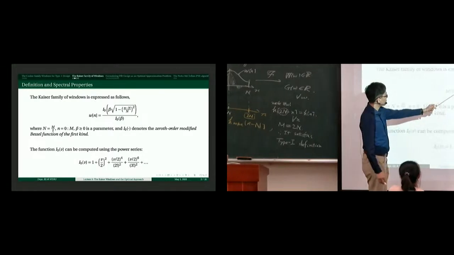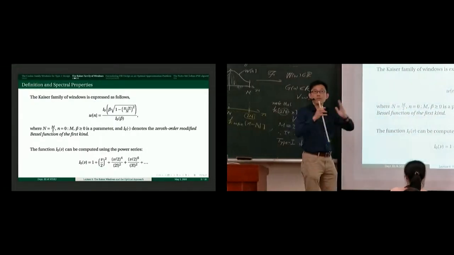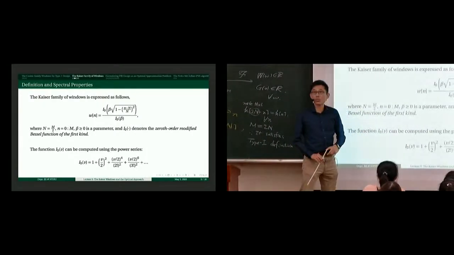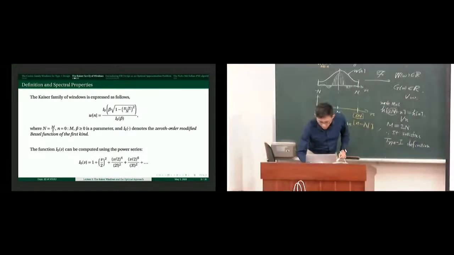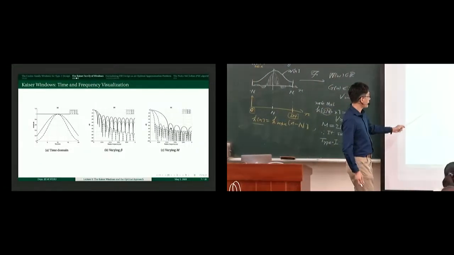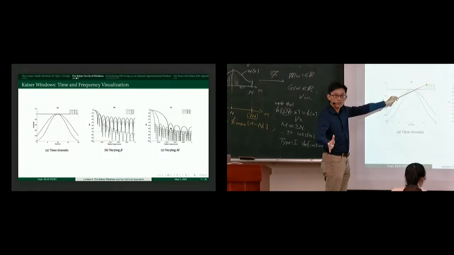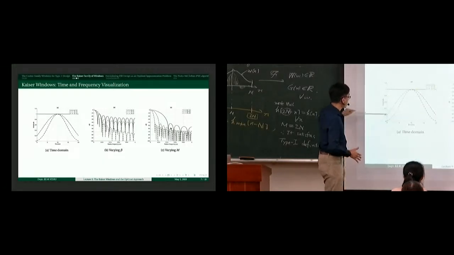But now, what does beta control? It controls the width, the shape. Generally, when we increase beta, you expect the width to become narrower in the time domain. I hope I have a plot somewhere. It's a bit small, but bear with me. Here is an example of 3 different beta values. We have beta equal to 0, beta equal to 3, beta equal to 6.